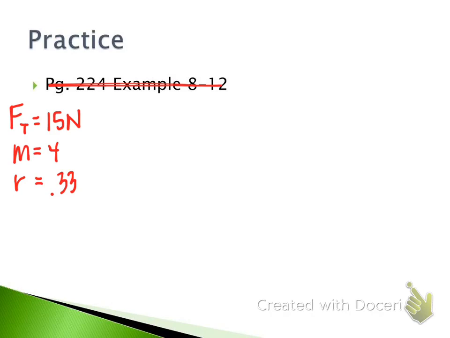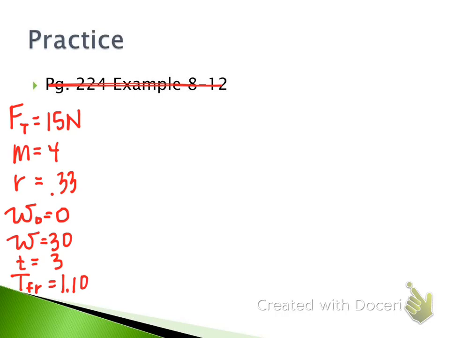And then it doesn't give us our alpha value, but it gives us our other kinematics values, right? So it says it accelerates from rest, which means angular initial velocity is 0. What's final angular velocity? 30. Time is 3. All these 3s. And then it says that our torque due to friction is 1.10. I'll show you how to work that in here in just a second. That's going to apply into our net torque system, right?